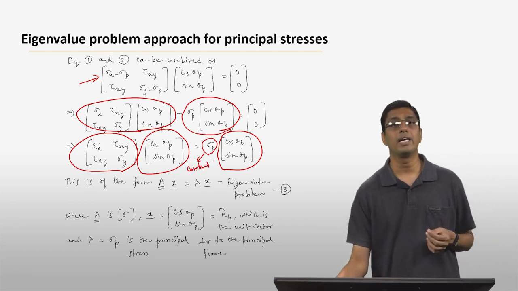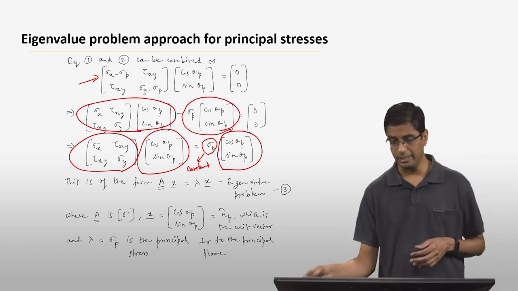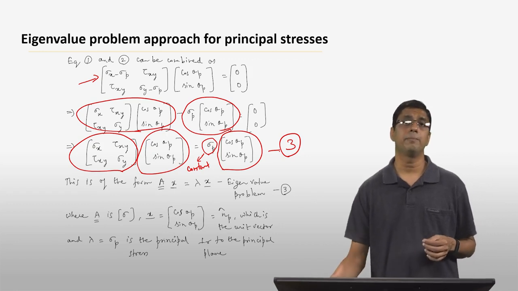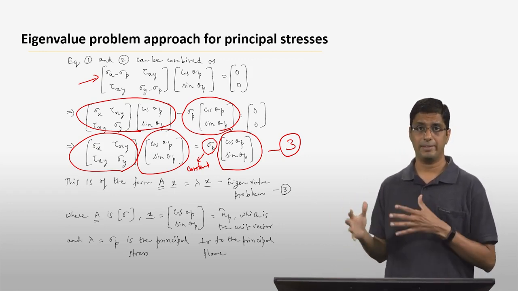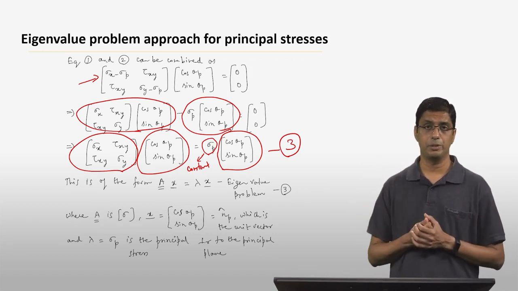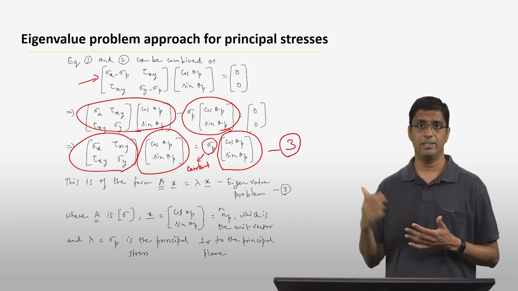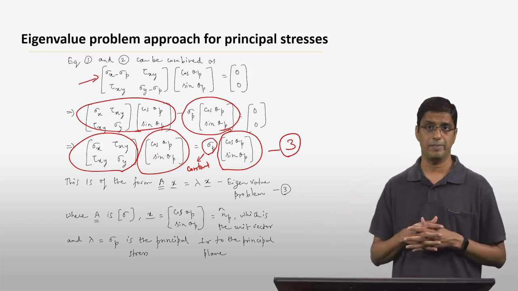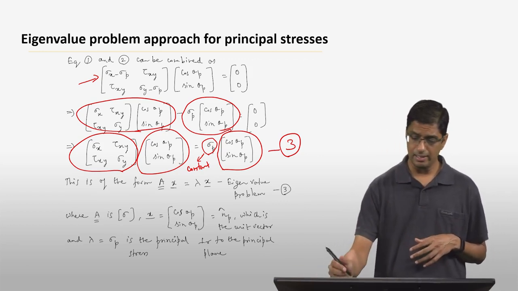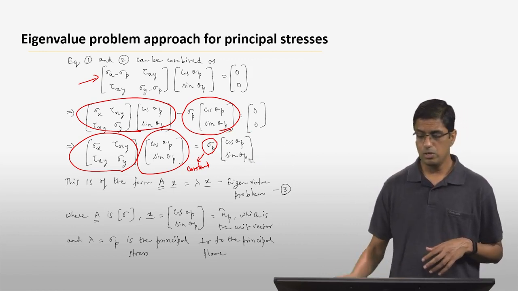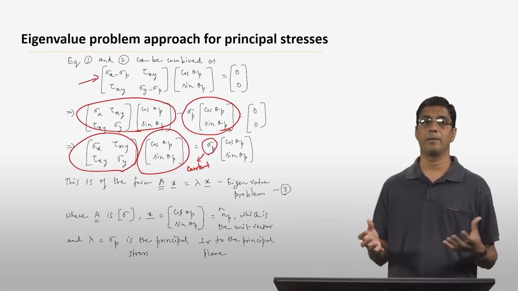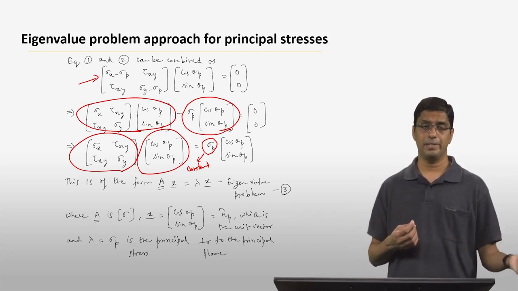If you look at the form of these equations, this particular equation here, let's call this equation number 3, it's of the form Ax equal to lambda x, where A is a 2 by 2 matrix, x is a two-dimensional vector, and lambda is a constant. So this has the same expression as an eigenvalue problem. The only thing that we note here is that it's not a general eigenvalue problem, but an eigenvalue problem that is related to the stress matrix.